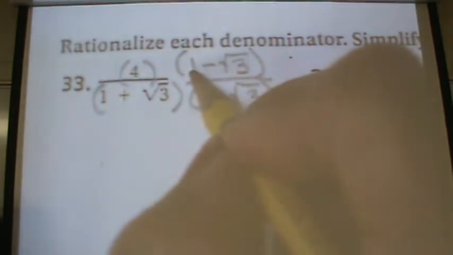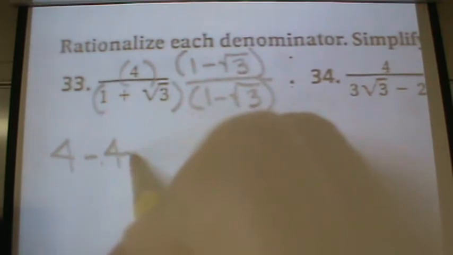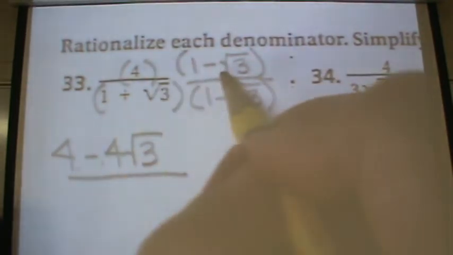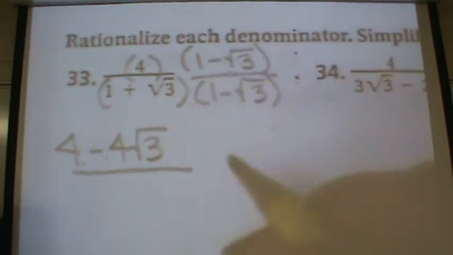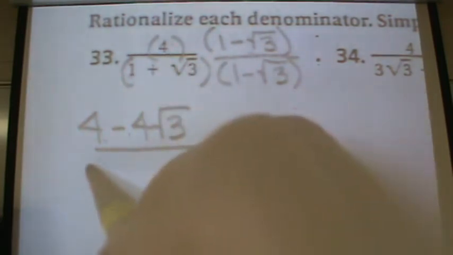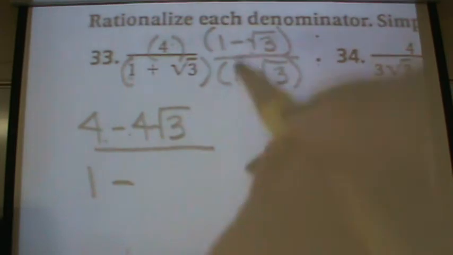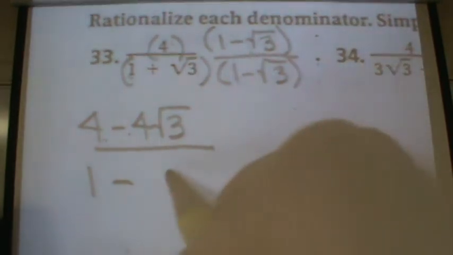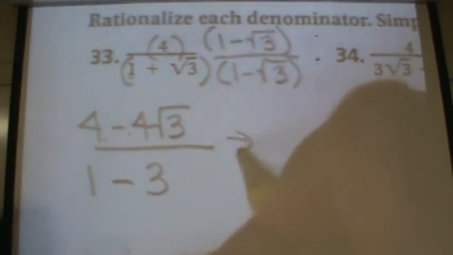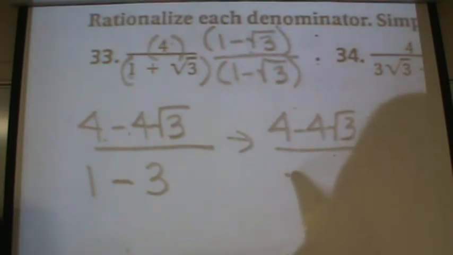4 minus 4 square root 3. How did you get that? Distribute. He multiplied. 4 times 1 is 4, and 4 times root 3 is 4 root 3. Now on the bottom, what do you get? 1 times 1 is 1. The next two cancel out. Always put a minus sign. And what's root 3 times root 3? 3. Okay, now simplify this. You get 4 minus 4 root 3 over negative 2.